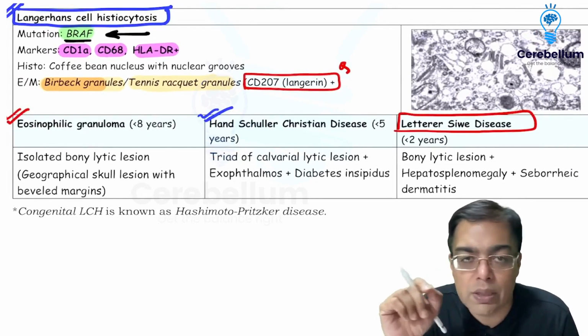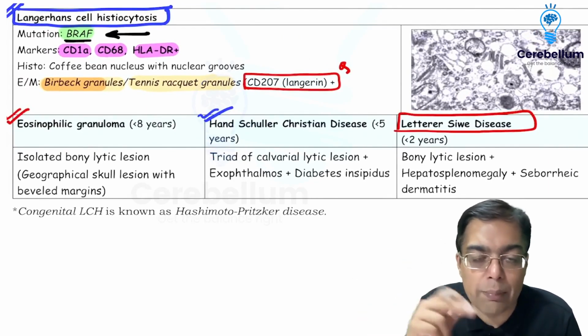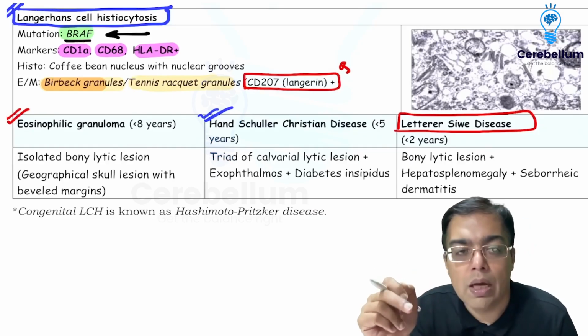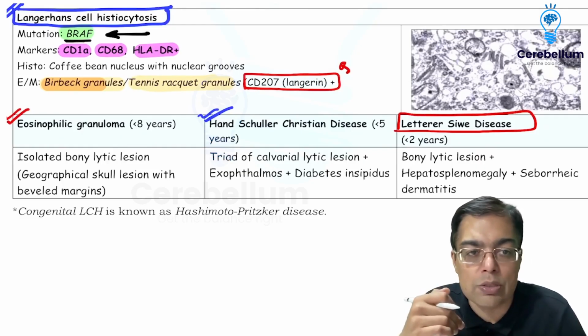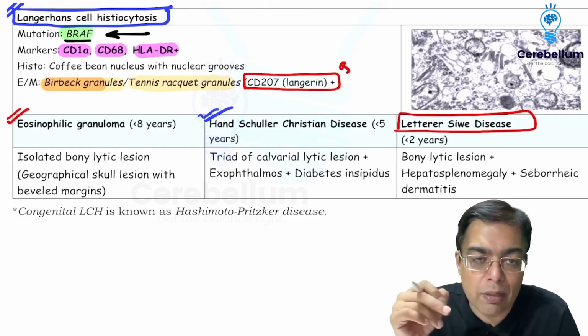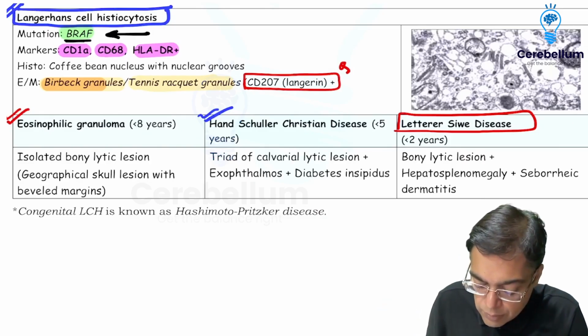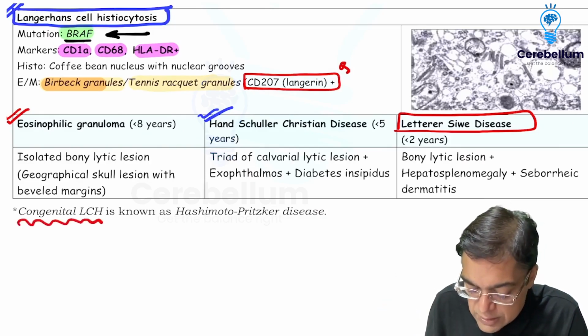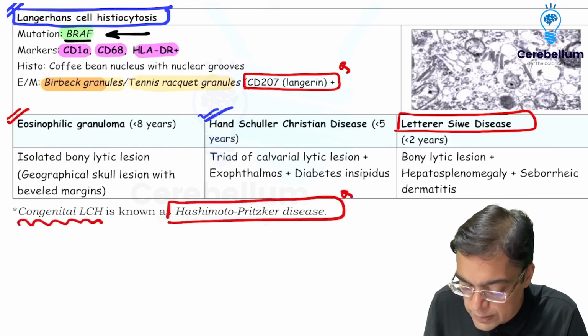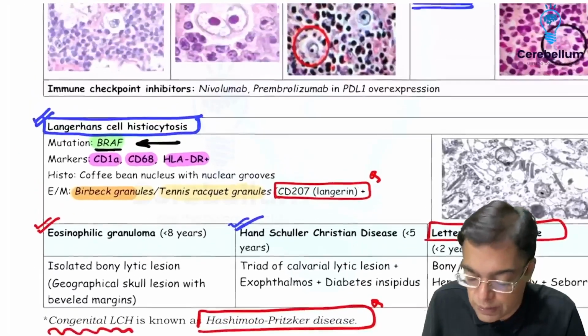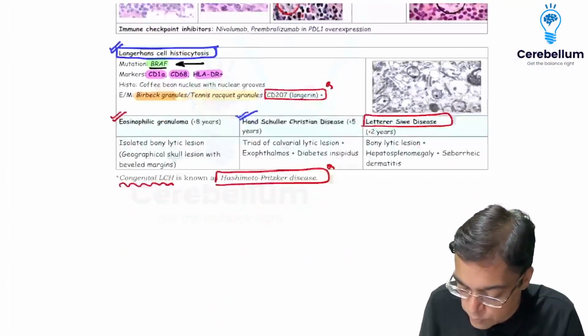In case of Hand-Schüller-Christian disease, you are having the triad, diabetes insipidus and exophthalmos. And in case of eosinophilic granuloma, apart from the lytic lesion in the skull, you are also going to be having the presence of beveled margins, right? That is what you need to remember. Congenital Langerhans cell histiocytosis is known by the name of Hashimoto-Pritzker disease. That's an inquiry that we are just supposed to be remembering and revising over here, right?